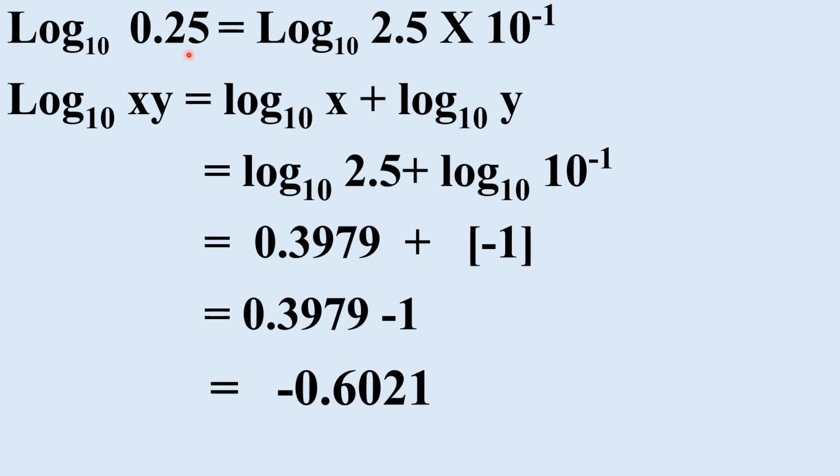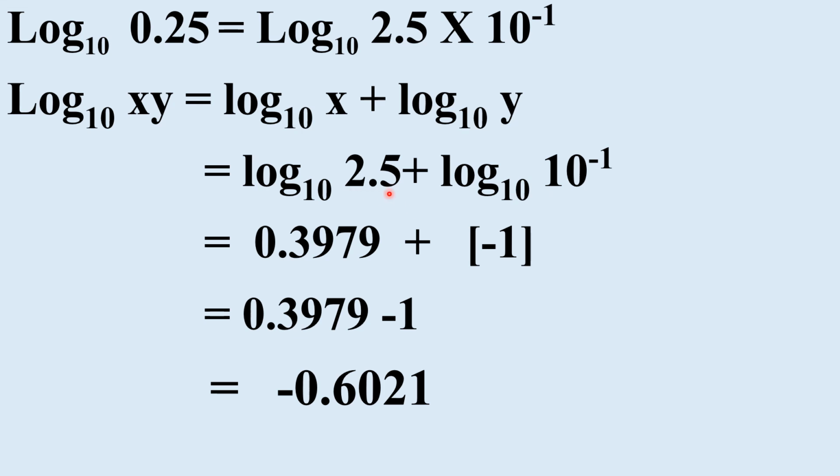Log 0.25. This log 0.25 can be written as log of 2.5 into 10 raised to the power minus 1. That is, you have to shift the decimal towards the right hand side, that is, after the first non-zero digit from the left hand side. So thus 0.25 can be written as 2.5 into 10 raised to the power minus 1. This is in the form of log xy. So log xy is equal to log x plus log y. Thus log of 2.5 into 10 raised to the power minus 1 can be written as log 2.5 plus log 10 raised to the power minus 1.